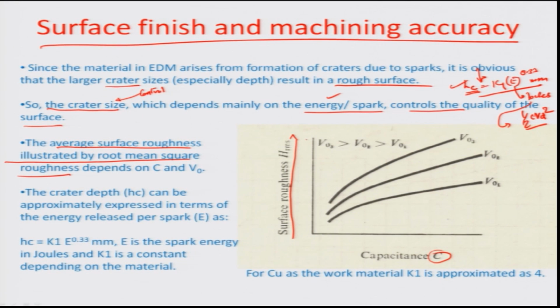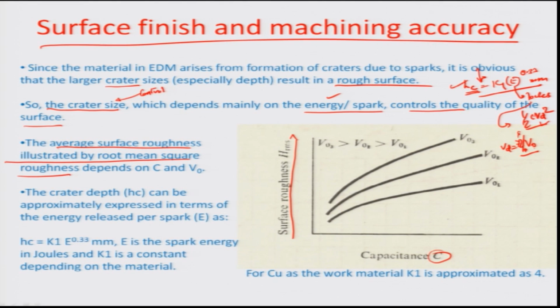So, this is the root mean square average roughness HRMS. It depends on the discharge voltage, and the discharge voltage, as you know, is again dependent on the source voltage. The discharge voltage typically is 72% of the source voltage, if you recall what we had done for optimizing the power transfer from the source to the electrode gap in earlier modules.